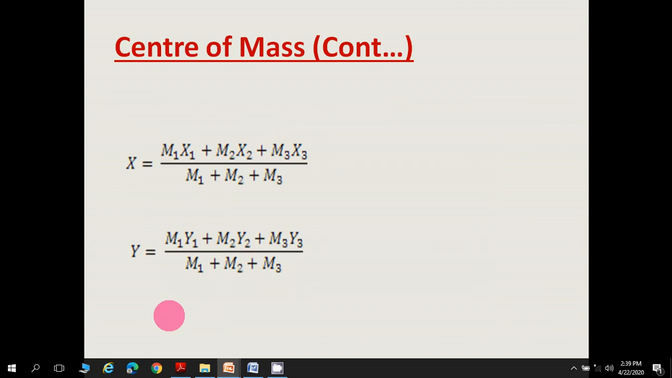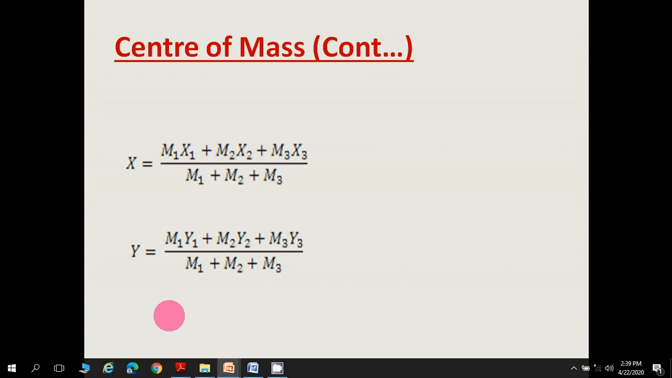If I need to find it in the x direction, it is given by (m1 x1 plus m2 x2 plus m3 x3) divided by (m1 plus m2 plus m3), as I have divided the whole floor plan into three parts. It is similar to how you have studied finding the center of gravity of structures. And if we need to find it in the y direction, it is given by (m1 y1 plus m2 y2 plus m3 y3) divided by (m1 plus m2 plus m3).